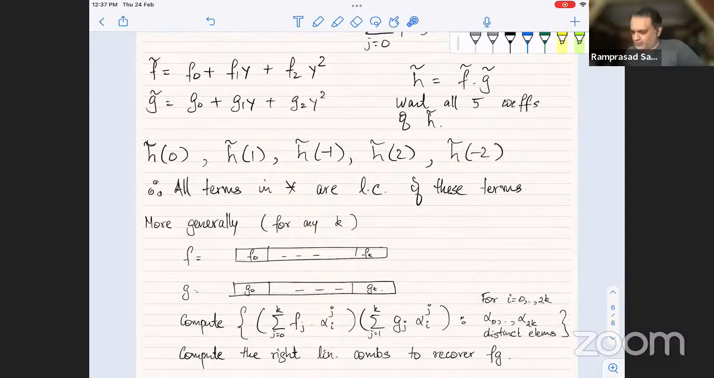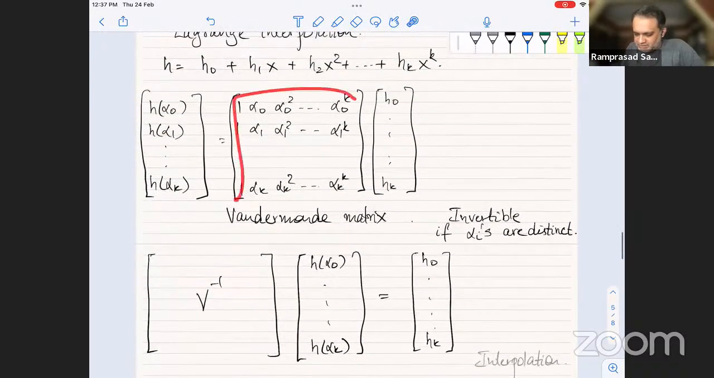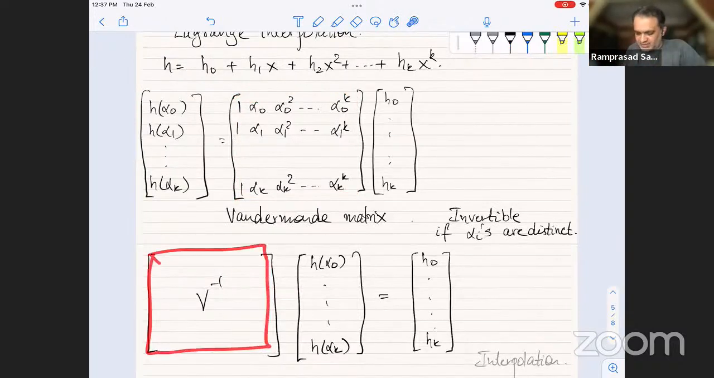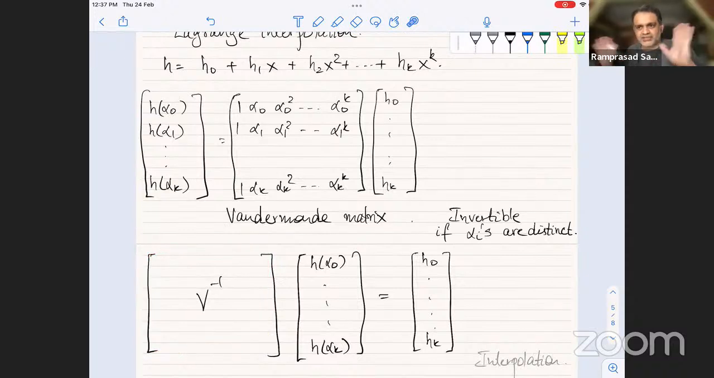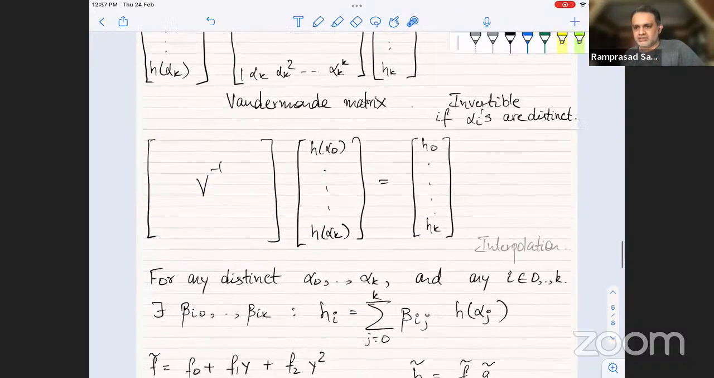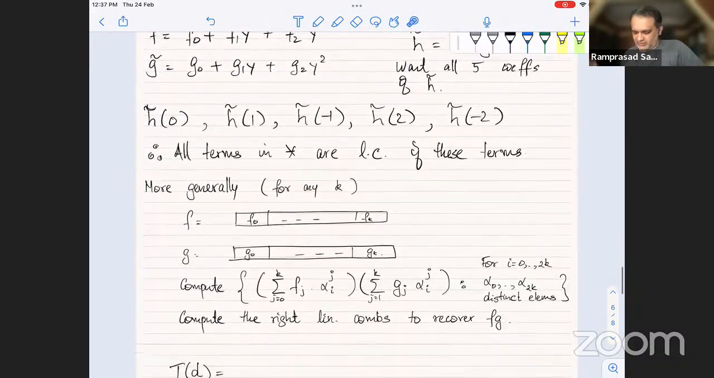So I hope this is clear. You will choose your favorite set of alpha naught to alpha k plus 1. That will tell you what this matrix is. It's a scalar matrix. It's made up of numbers. You know how to invert that scalar matrix. I'm just ignoring the fact that k is a constant, so all of this I can do on the side. And so I know exactly what linear combinations to take if I want to pull out a specific coefficient. And that's it. So that's the general algorithm.